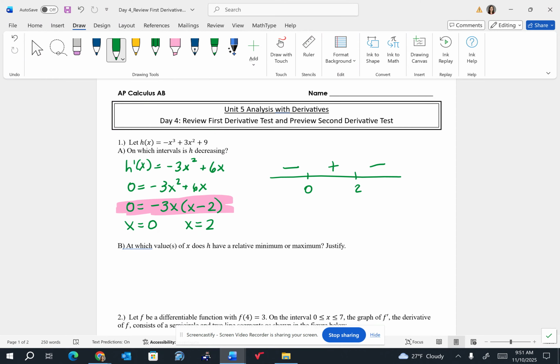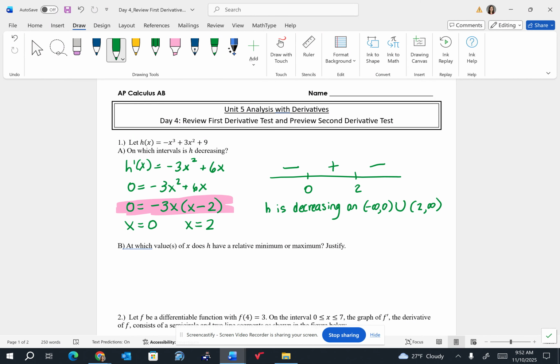I kind of thought that the sign chart would be enough of a justification, but I did learn that we do need to justify in words why h is decreasing where it's decreasing. So the best solution for this one is h is decreasing on the interval from negative infinity to 0 and also from 2 to infinity. You could use inequalities if you wanted also. You could say something like x is less than 0 or x is greater than 2.